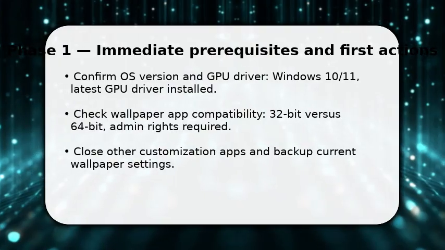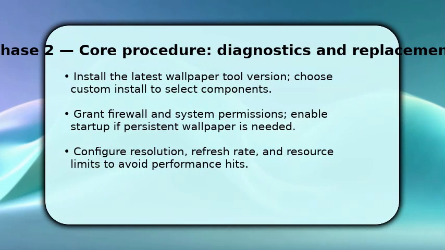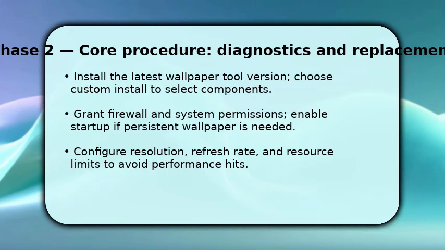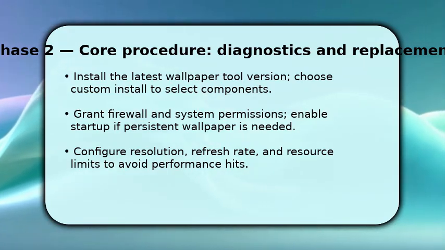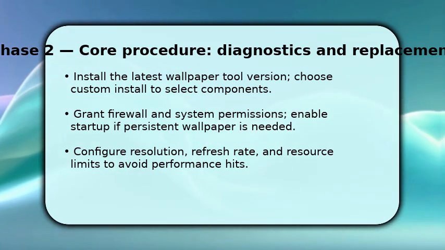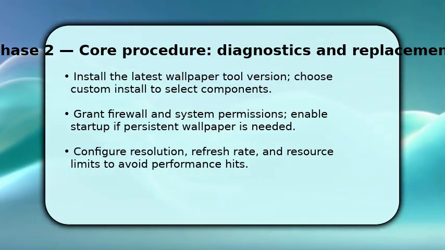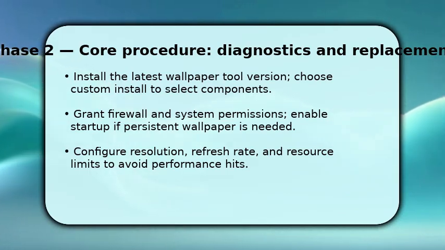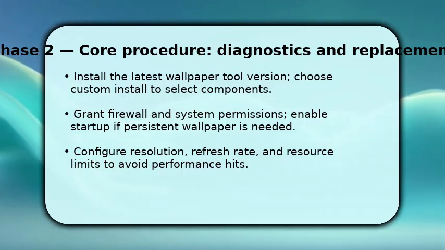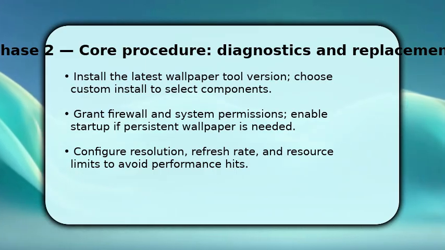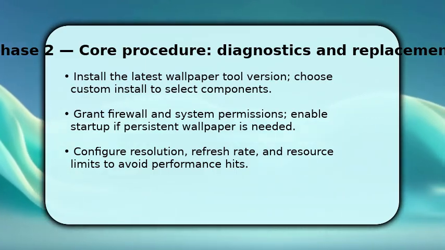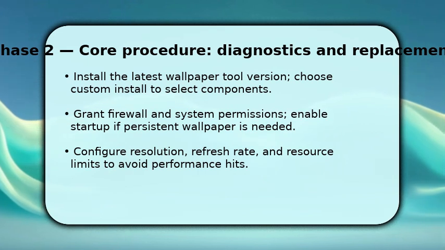You now install and configure the live wallpaper application. Pick Custom Install to include only required components. During setup, grant firewall and system permissions so the app can access media and overlays, and enable startup if you want the wallpaper to persist after reboot. Next, set the wallpaper resolution and refresh rate to match your display, and set CPU/GPU resource limits to prevent stutters. Make sure to test a short clip first. This shows whether the settings produce smooth playback.